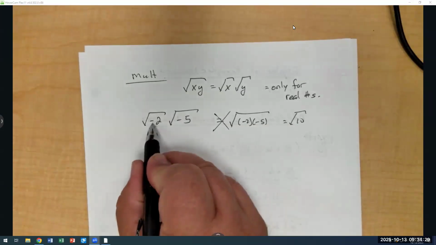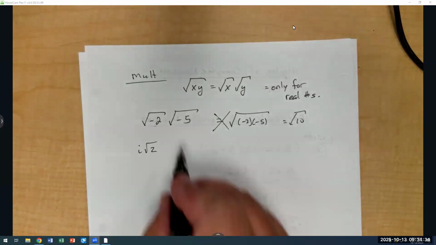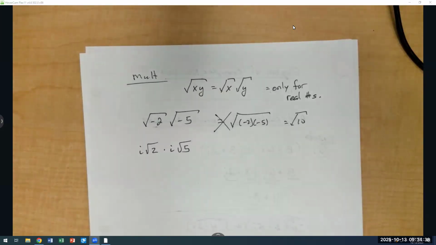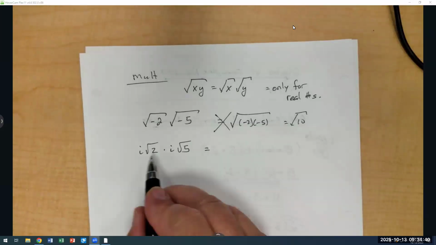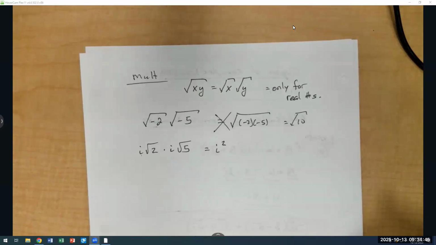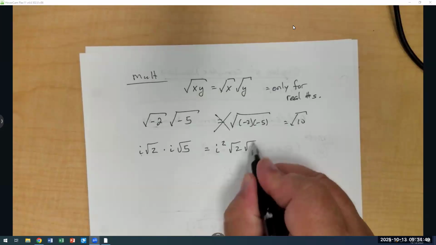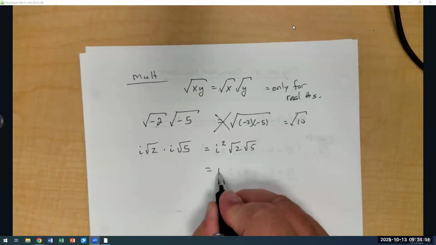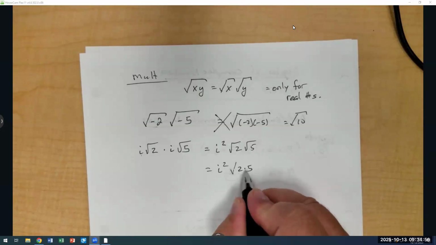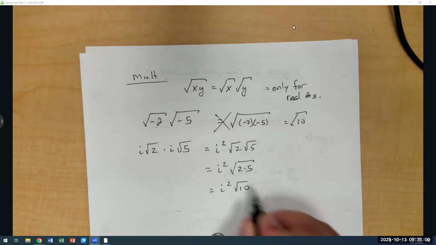So first get rid of the negative inside there. So it's i square root of 2 times i square root of 5. i times i is what? i squared. Then you have negative radical 2 radical 5, i squared, 2 times 5, i squared radical 10.